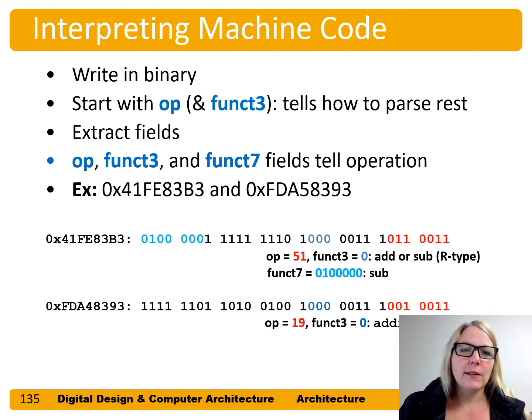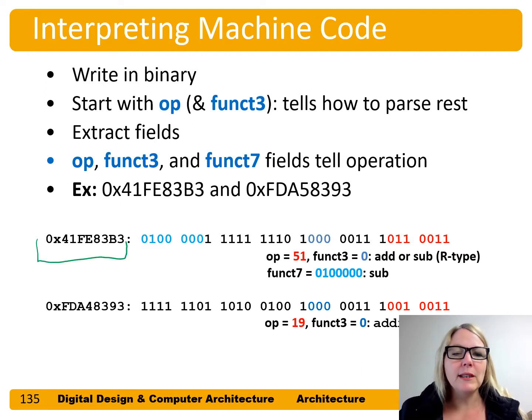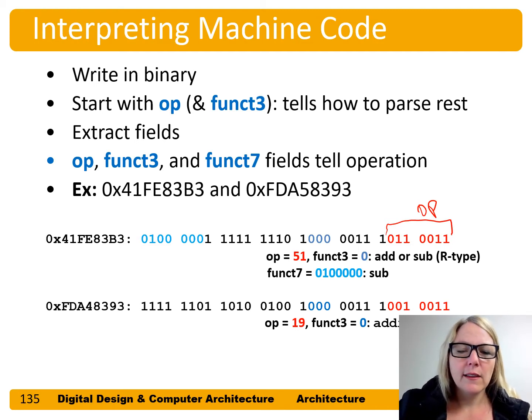So here's our hexadecimal representation of an instruction, hex 41FE83B3. And so we're going to write that in binary first. Then the first thing we do is look at the opcode, which is the lowest 7 bits of our instruction. So we extract those, the op field, and then we also look at the func3 field.